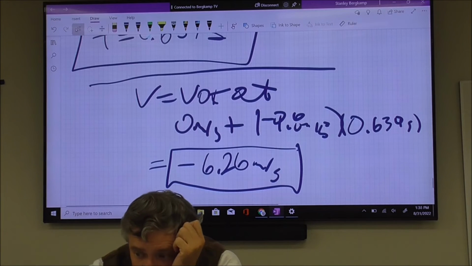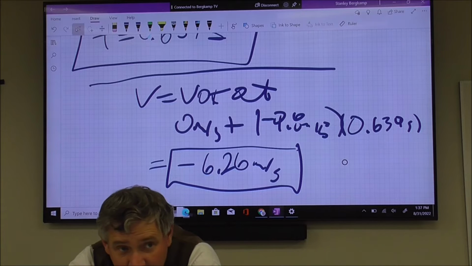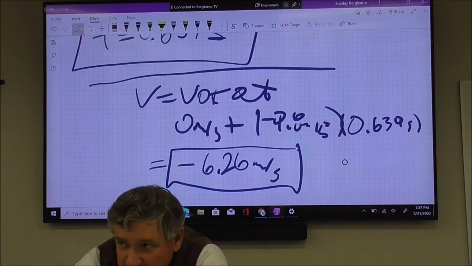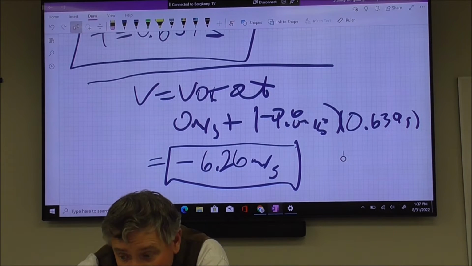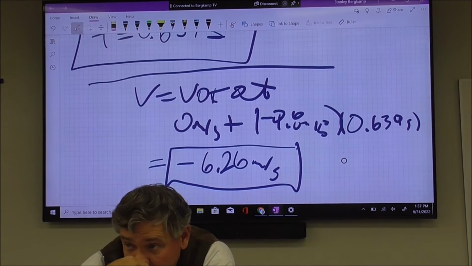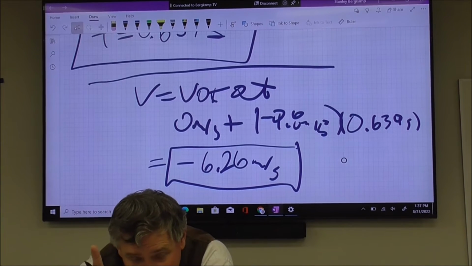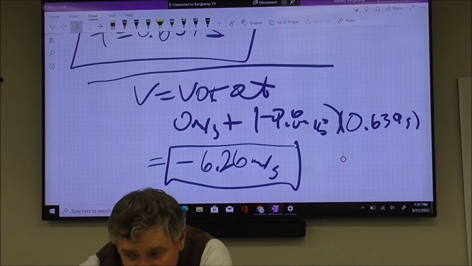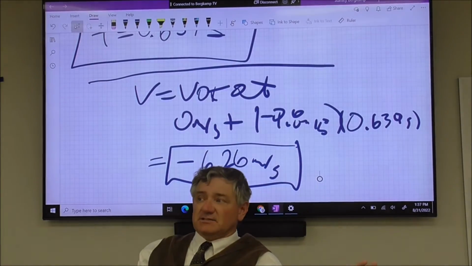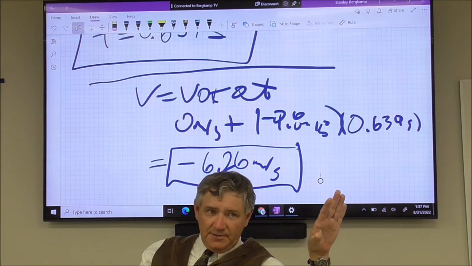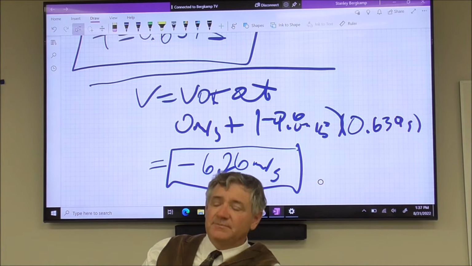But what's the disadvantage of finding the final velocity that way? I'm using that derived value of time. If I screwed up the time, I screwed up that velocity. Now, the advantage of this, compared to the other method, is that it automatically generates your negative velocity because you're using the slope of the line. So you automatically get a negative velocity.